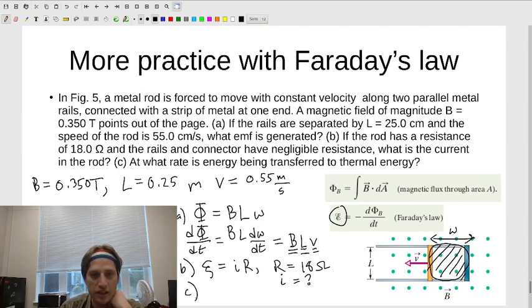And then in part C, it asks, at what rate is energy being transferred into thermal energy? Well, remember you had power equals I times V. So in this case, the V is that EMF, so it'd be P equals I times E. So you know E from the first part, you know the voltage that's been generated, you know I from the second part, so you can just multiply those together and find it.